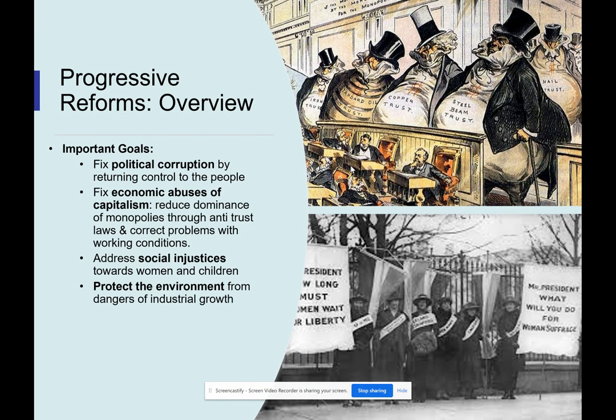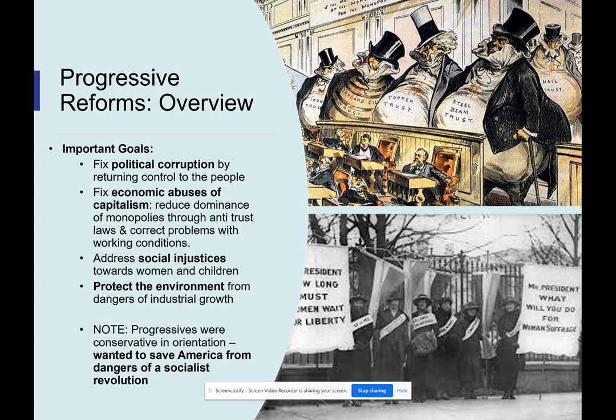And then the last big goal is to protect the environment from dangers of industrial growth. And we are not going to focus on that in this lecture, but Teddy Roosevelt essentially founded the national park system that we have now, where the progressives decided we want to conserve some of this land and protect it from development.